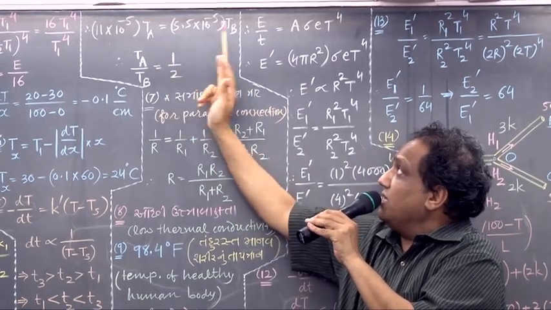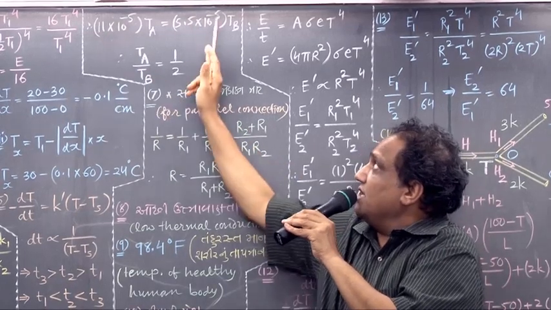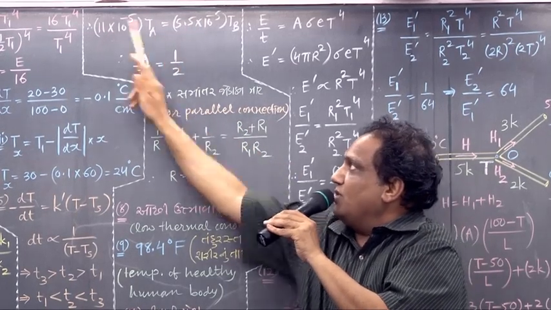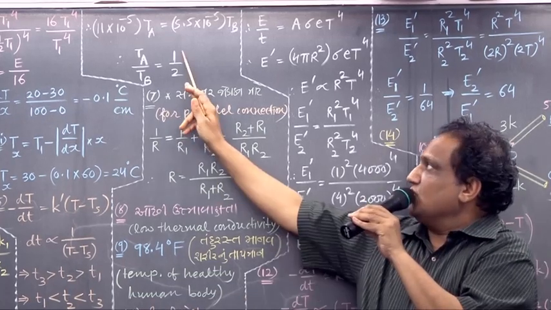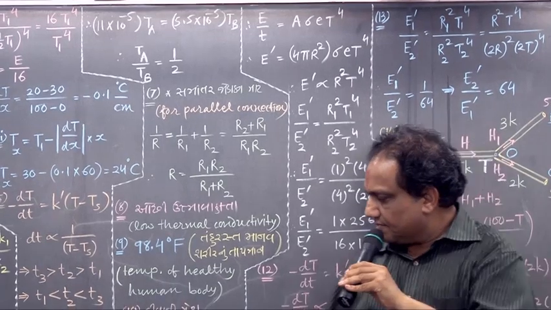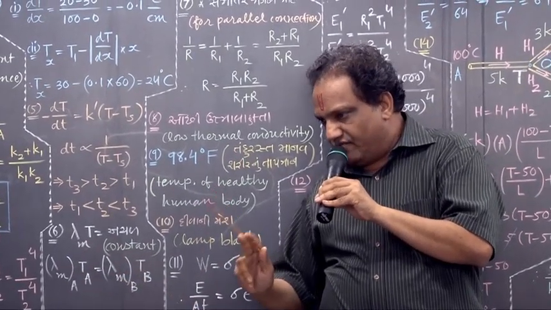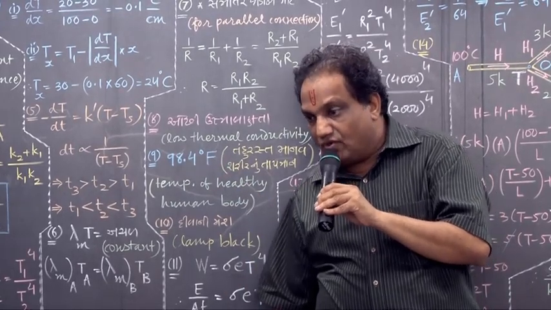Now we have to find out TA upon TB. It will be this upon this. 10 to minus 5 getting cancelled. 5.5 upon 11. So it is 1 by 2. Correct? Now wait. They may give you wavelength. They may give you frequency also.